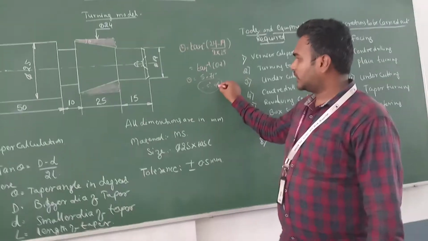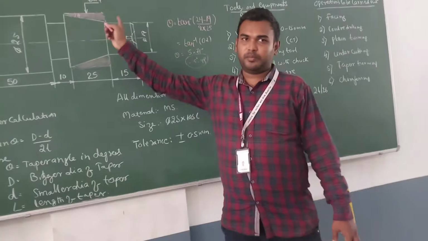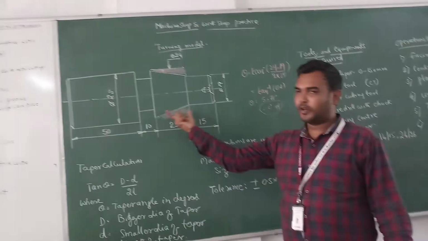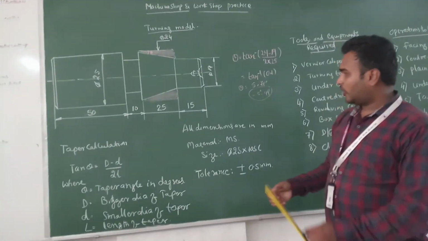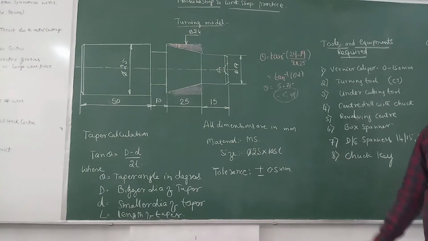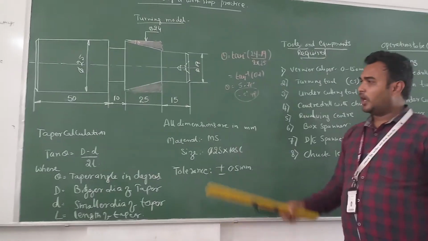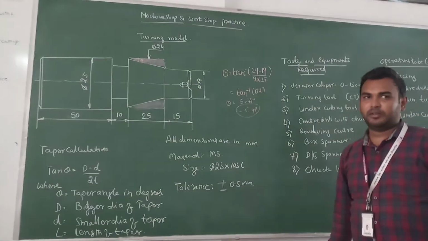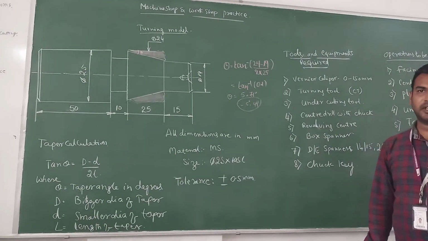If we adjust accordingly, we will get a taper shape, that is, a conical shape. And you already know that here we are using mild steel as the raw material. Thank you. It will be continued using the lathe machine.